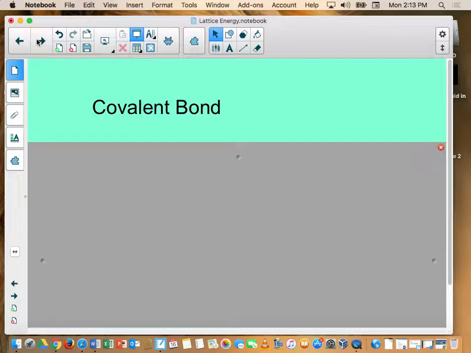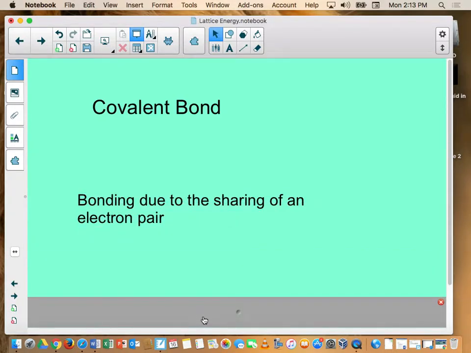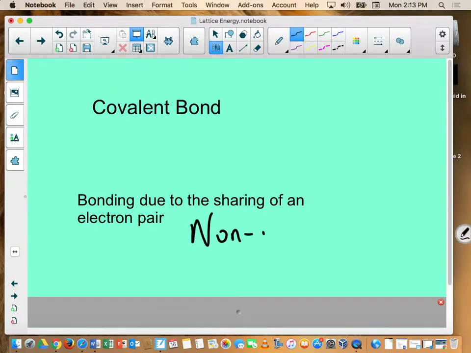Now, we're going to look at covalent later. Definition of covalent bonding is bonding due to sharing of electron pairs. And when we work with this, we're always looking at a non-metal to non-metal bond.